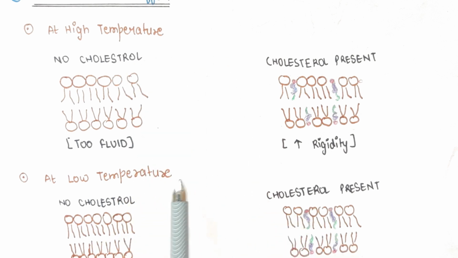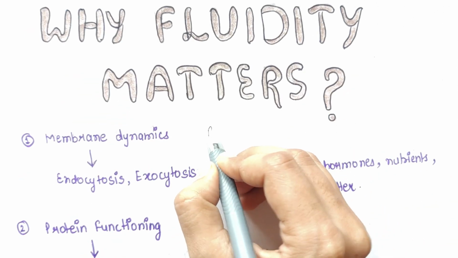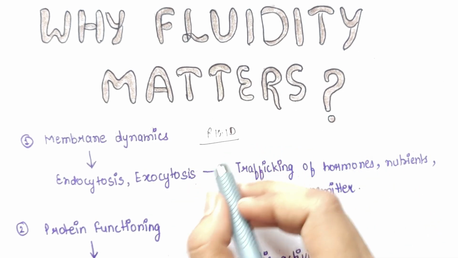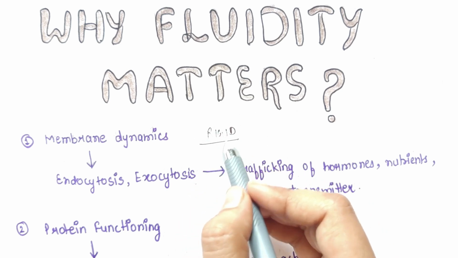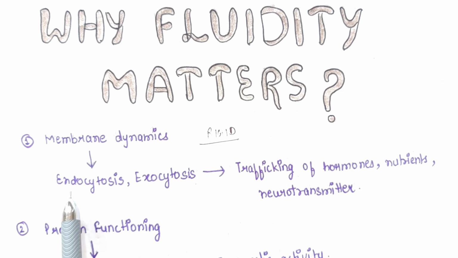So these are the different factors on which membrane fluidity depends. Now the next important thing to understand is why fluidity matters, or is it really that important? So let us understand that. So imagine that a cell membrane is rigid in nature. So if a membrane is rigid in nature, then think about it. How can a cell perform processes like endocytosis or exocytosis?